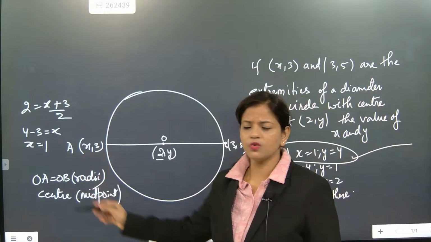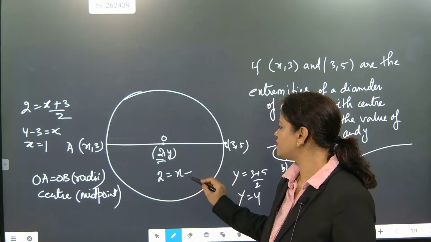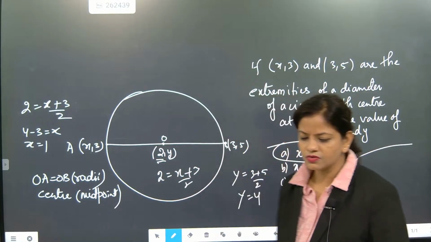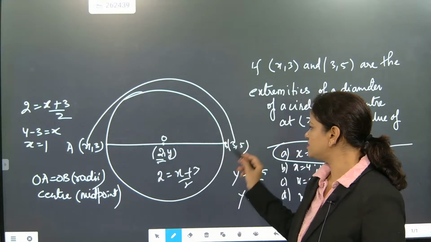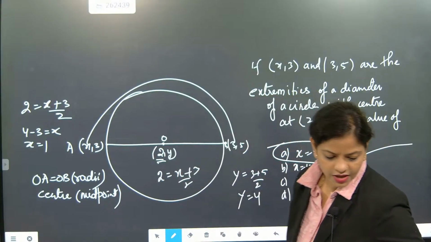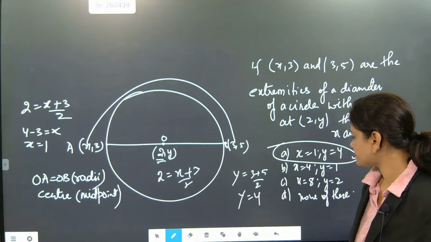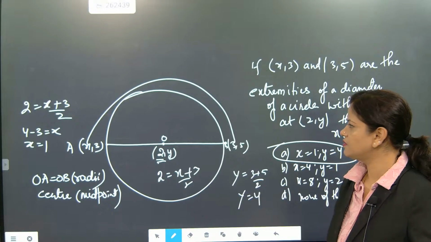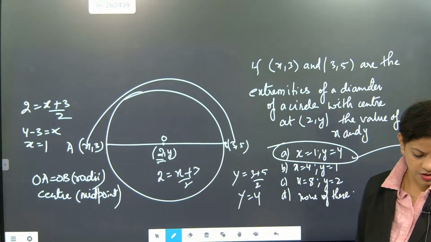So the x value I took out. Now for the center, 2 is equal to (x plus 3) by 2. Like that we have solved. Check once. x is equal to 1. Like that only solve now. This plus this divided by 2 is equal to 2. So directly solve. Did you get it? The midpoint formula you know now. Then the y value is coming as 4.